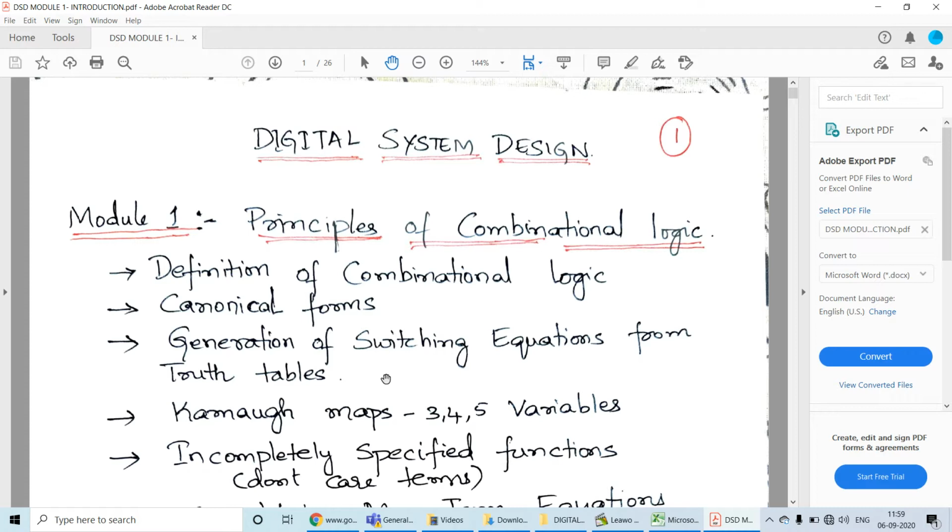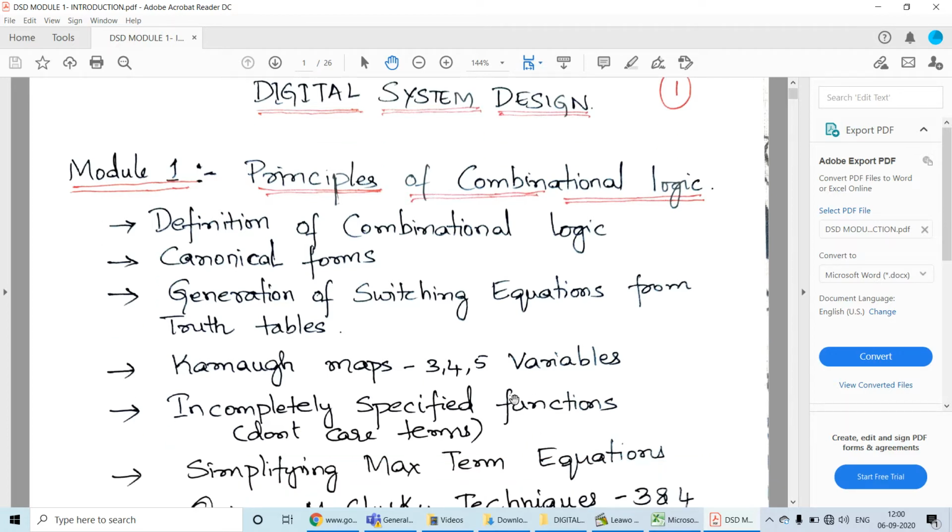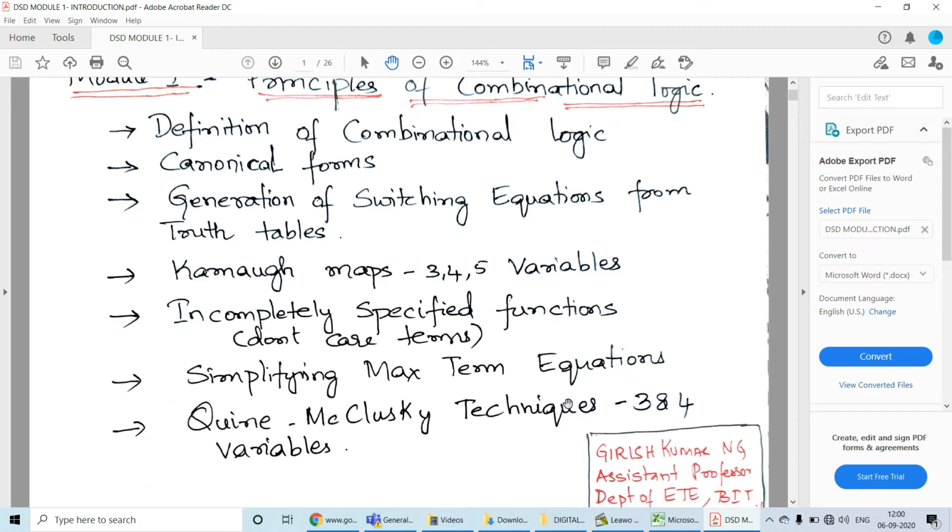Then we'll see how to work with K-maps. The K-maps will be on 3 variables, 4 variables and 5 variables. Then we'll see how to work on incompletely specified functions, where we come across something called don't care terms, and how to find the solution when we have don't care terms in the given question. Then we have simplifying max term equations, and then the Quine-McCluskey technique, where we look at 3 and 4 variables.